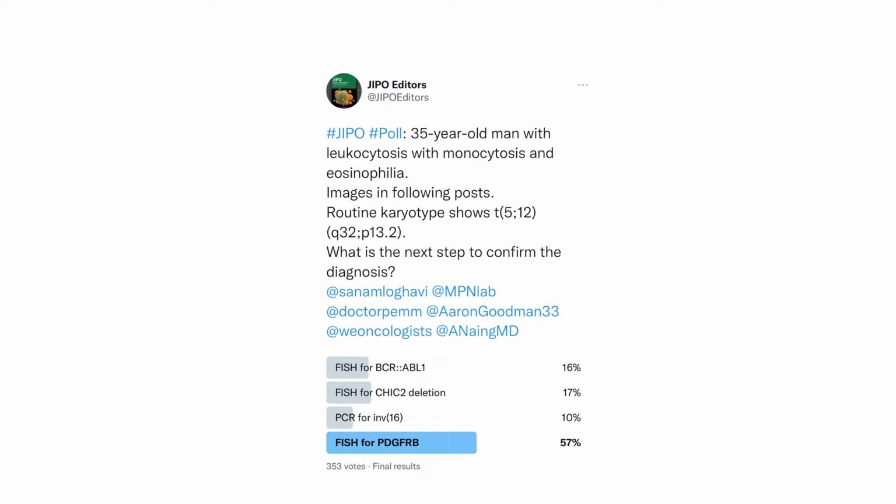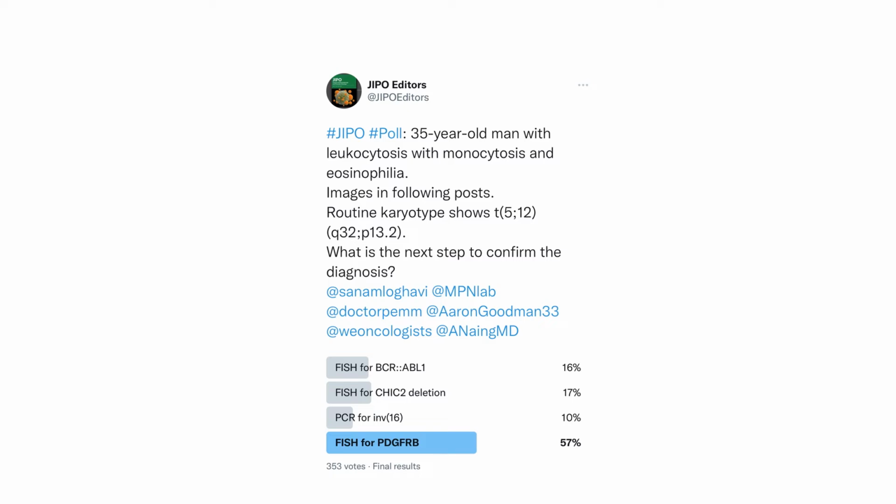These neoplasms typically present with very hypercellular bone marrow that shows eosinophilia and is often associated with monocytosis, as shown in this case. The first answer, FISH for BCR-ABL1, is incorrect because, as you know, BCR-ABL1 shows as a translocation involving chromosomes 9 and 22 on a routine karyotype.